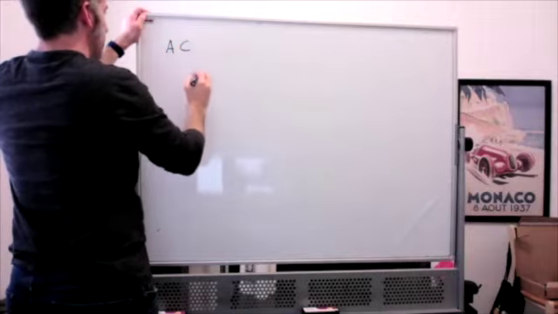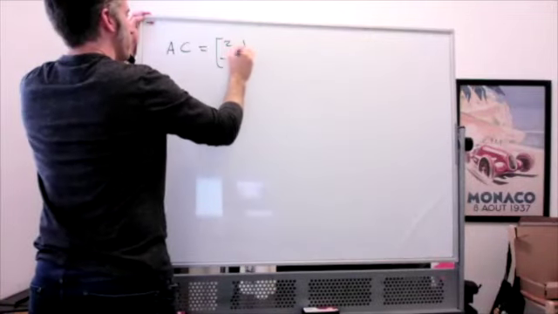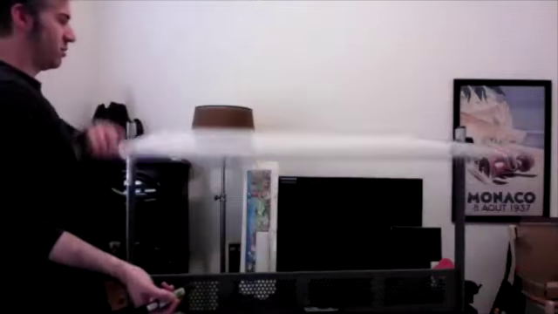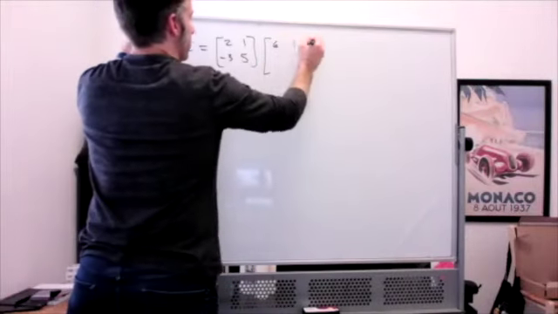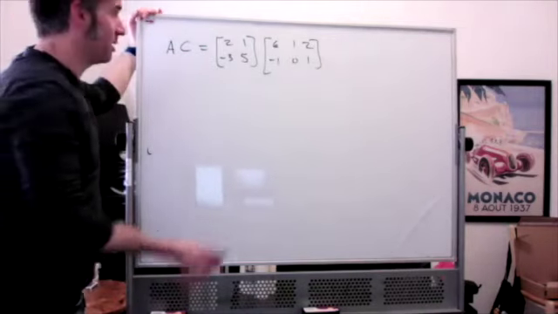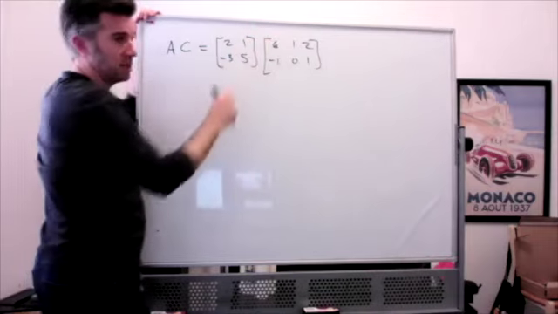So A times C, that's A, which is 2, 1, 8, 5, times C, which is 6, 1, 2, 8, 1, 0, 1. First of all, can I even do this? Yes, because the rows of A have the same length as the columns of C.